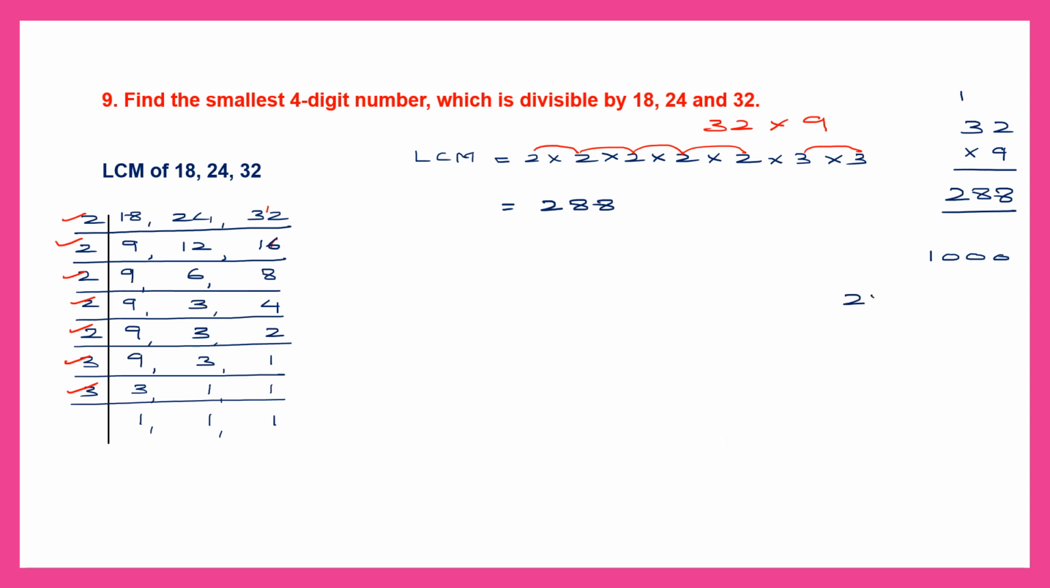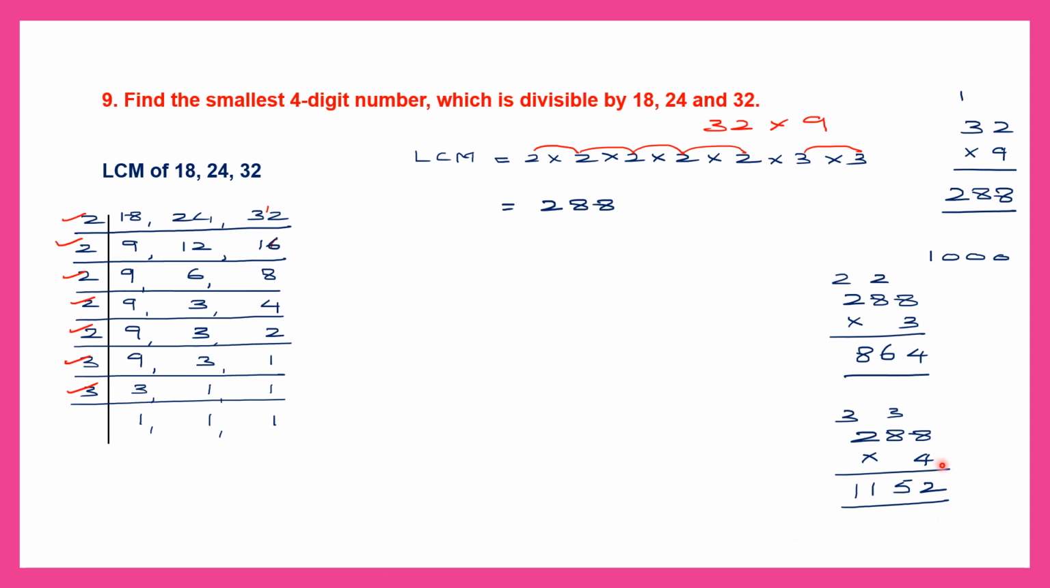So let's write 288, say, into 3. 3 8s are 24, carry 2. 3 8s are 24, 25, 26, carry 2. 3 2s are 6, 7, 8. We've got 864, which is still a 3-digit number. So let's do 288 into 4. 4 8s are 32, carry 3. 4 8s are 32, 33, 34, 35, carry 3. 4 2s are 8, 9, 10, 11. So here we've got a 4-digit number.